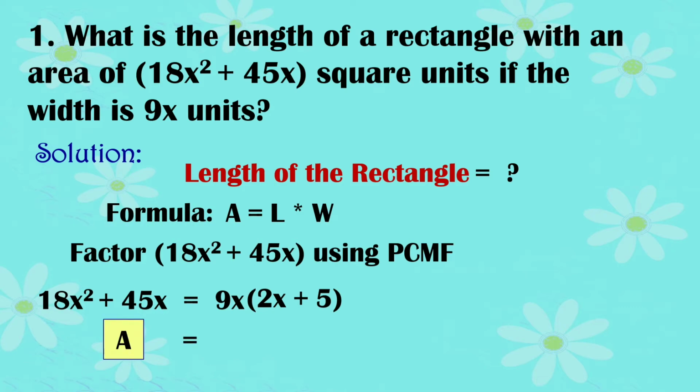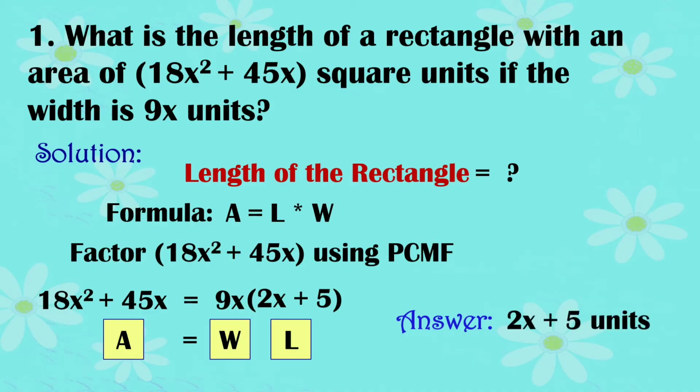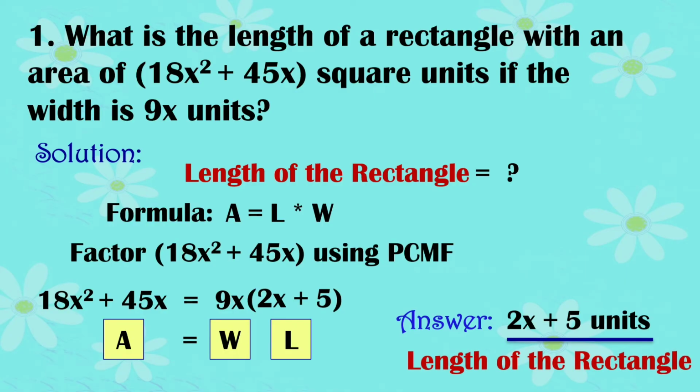So, ito yung ating area. So, ang 9x nasa given, which is the width. And we're looking for the length of the rectangle. So, yung another factor ng ating given or ng ating area, yun po yung kanyang length. So, meaning, ang sagot natin sa number 1 ay 2x plus 5 units. So, ito po yung length of the rectangle. So, application po ito ng PCMF.